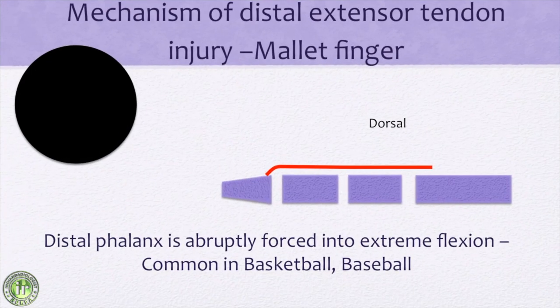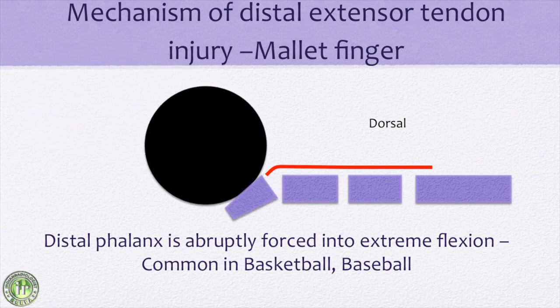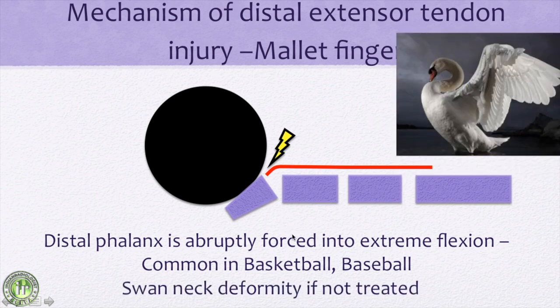So now the mechanism of mallet finger, as I told you that it happens in ball games like basketball and baseball. This is a ball, and when it comes and hits the tip of the finger, the distal phalanx is forced into extreme flexion, and this results into the tear of the distal extensor tendon. Now, when this distal extensor tendon tear is not treated or is not addressed, eventually it results into swan neck deformity.